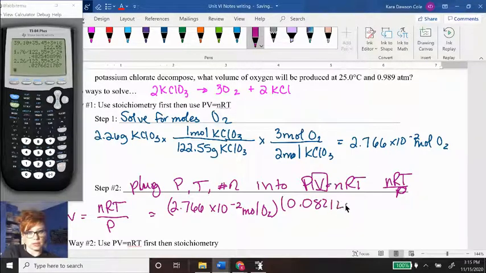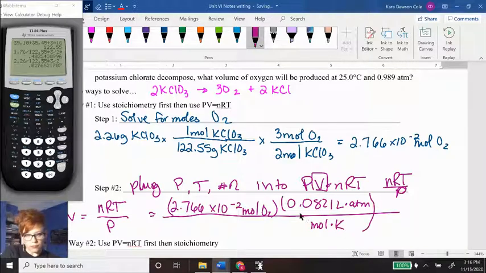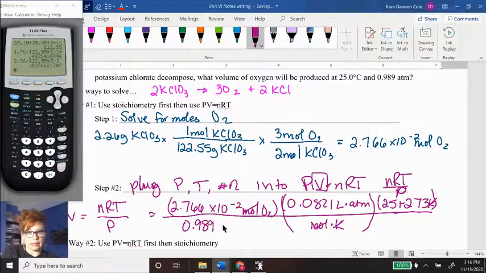0.0821. This is liters times atmospheres, that's going to be all over moles times Kelvin. And then I've got 25 plus 273 for my temperature, and that's in Kelvin. Kelvin's canceling out. Moles are canceling out. And then for my pressure, I have 0.989 atmospheres. Atmospheres are canceling out.